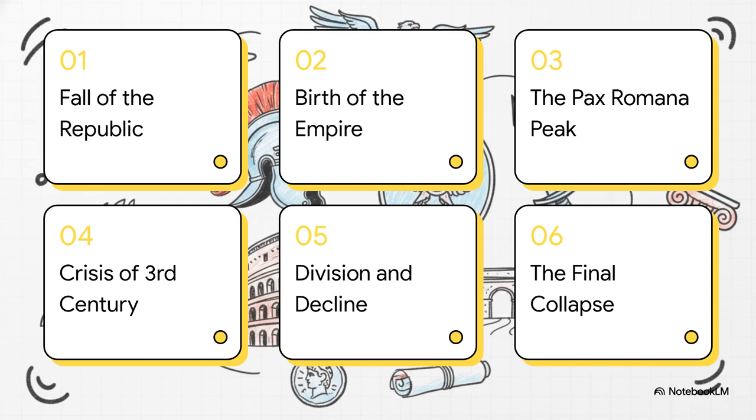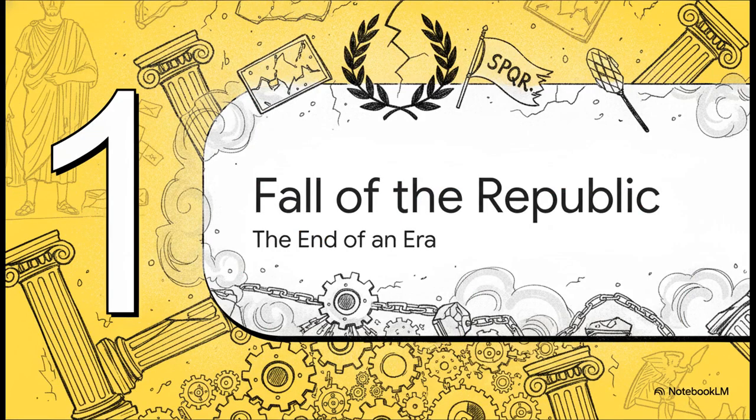Okay, so here's our roadmap for this journey. 1. The fall of the Republic. 2. Birth of the Empire. 3. The Pax Romana Peak. 4. The crisis of the 3rd century. 5. Division and decline. And 6. The final collapse. Let's jump right into Section 1.